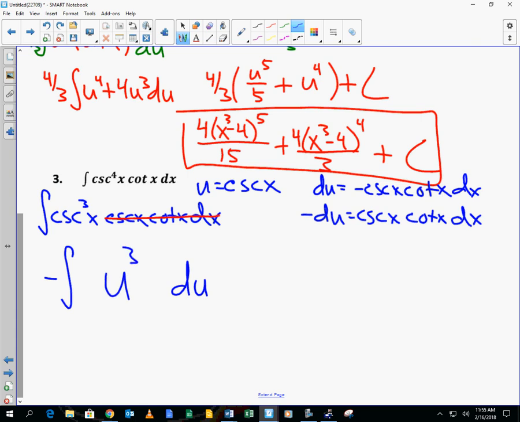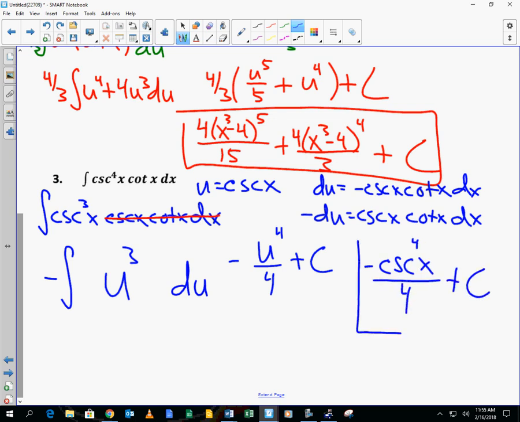Well, now that's super easy. What's the antiderivative of u to the 3rd? So I have u to the 4th over 4. It's negative, plus c. And u is cosecant, so the answer is negative cosecant of x to the 4th power divided by 4 plus some constant. The du goes away when you take the antiderivative.